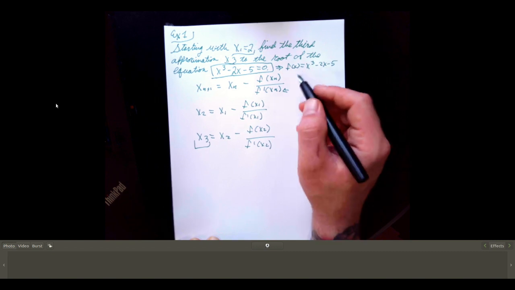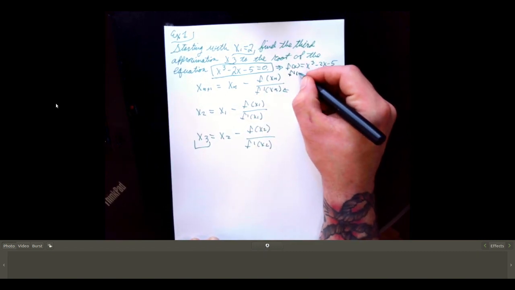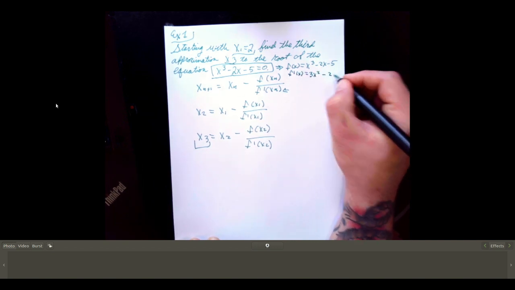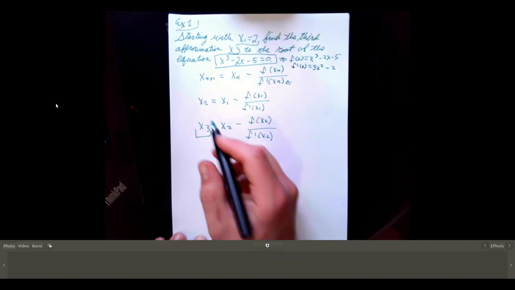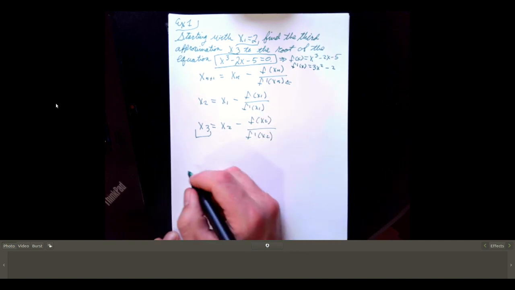Well, we have an f of x, but if you look, we need a derivative. We need an f prime of x. f prime of x is equal to 3x squared minus 2. So now we have everything we need. Let's put it into the algorithm where it goes.